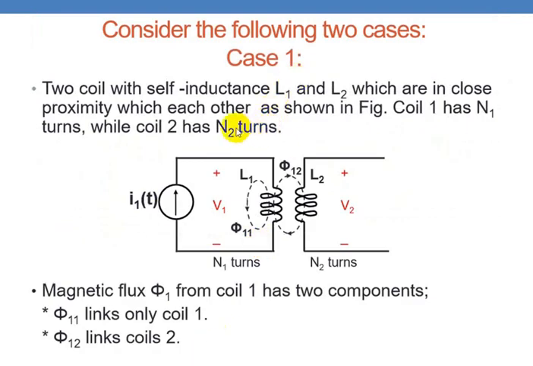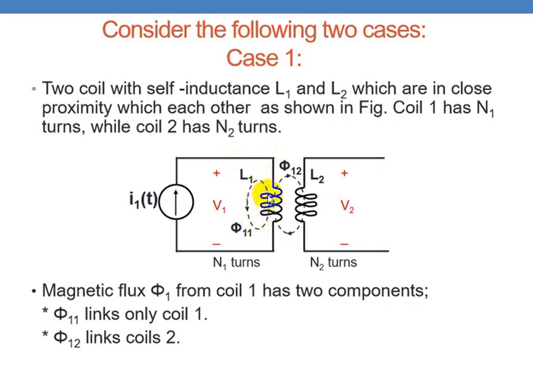Case 1. Two coils with self-inductance L1 and L2, which are in close proximity with each other as shown in figure. So they are placed close to each other. Coil 1 has N1 turns, this coil. Coil 2 has N2 turns. Now, coil 2 is closely placed with this so that the flux links with this coil. Total flux is produced by this current, and the flux has two components.